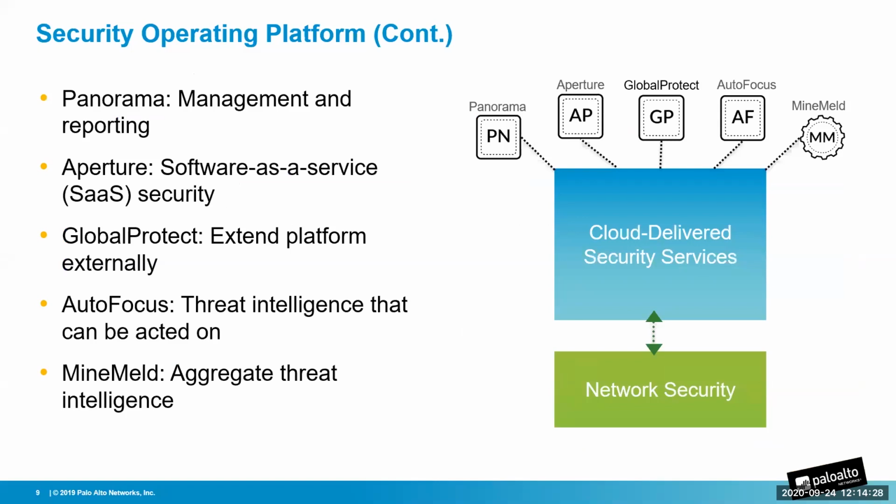Now, our operating system, in this case, consists of itself and lots of other components. Panorama is a management and reporting tool that can be used to deploy and manage firewalls at scale. So if you have a corporation with 500 firewalls, the Panorama server can be used to deploy and control and configure in one fell swoop policies out to those 500 firewalls. Another tool is Aperture.